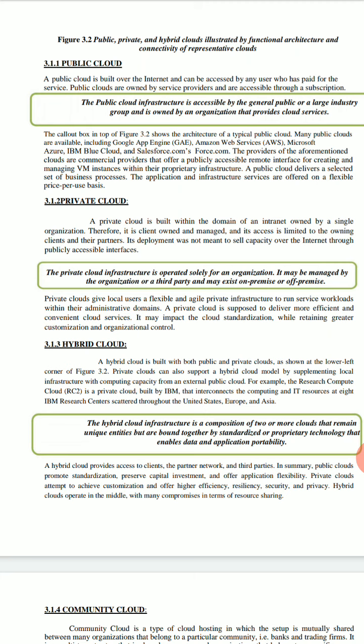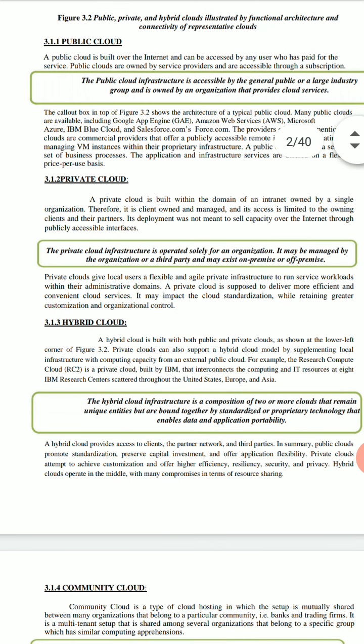Some companies also provide the hybrid cloud like IBM and Research Compute Cloud. A hybrid cloud provides access to client, the partner network and third parties. Public cloud promotes standardization, preserves capital investment and offers application flexibility. Private cloud attempts to achieve customization and offers higher efficiency, resiliency, security and privacy. Hybrid cloud operates in the middle with many compromises in terms of resource sharing.